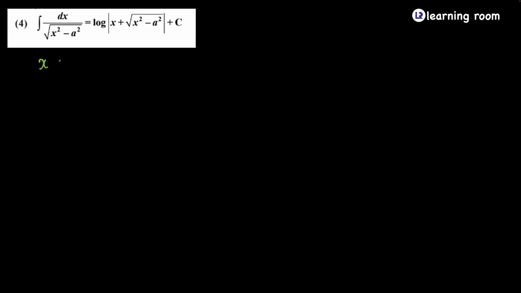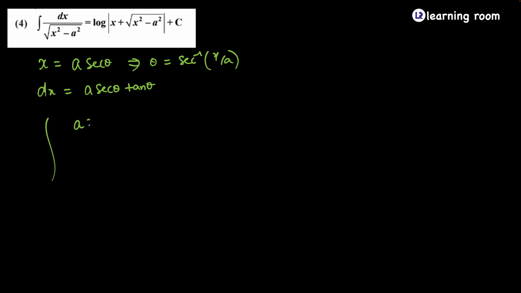So what we'll do is substitute x is equal to a secant theta and then proceed, which implies theta is equal to secant inverse of x by a. This is one thing you can have in your mind. If x is a secant theta, dx will be equal to a secant theta tan theta. So the integral, in the place of dx, I can write a secant theta tan theta, the whole divided by root of x square minus a square.